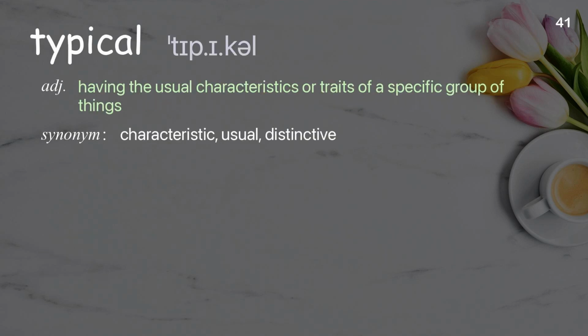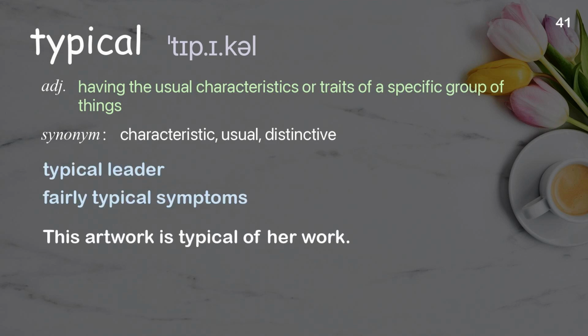Typical. Having the usual characteristics or traits of a specific group of things. Examples: Typical leader. Fairly typical symptoms. This artwork is typical of her work.